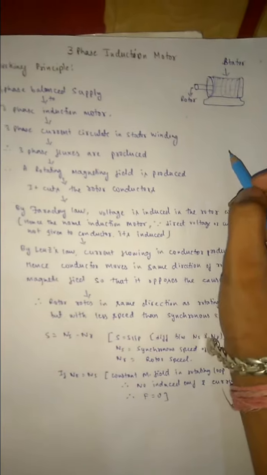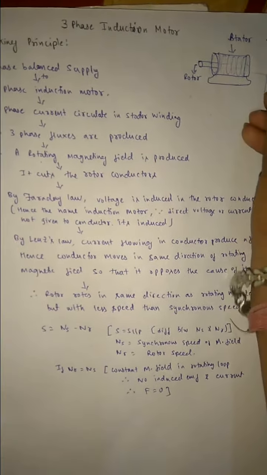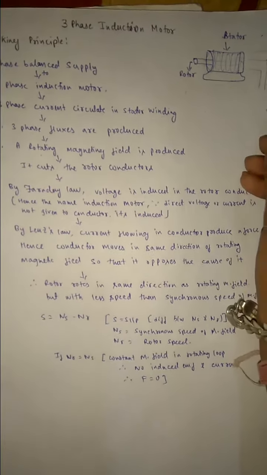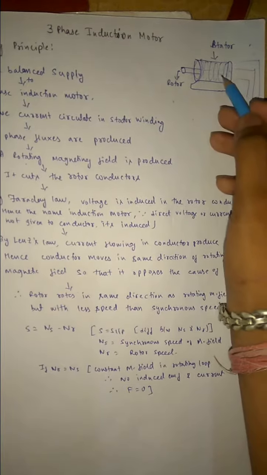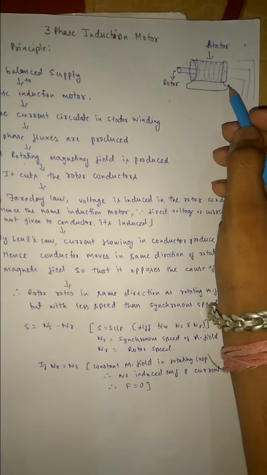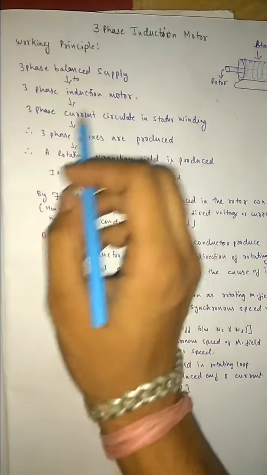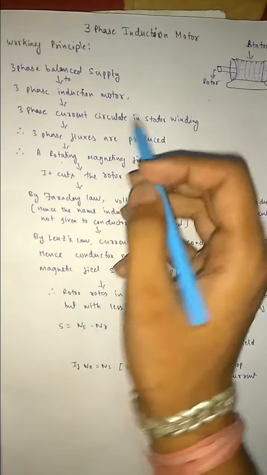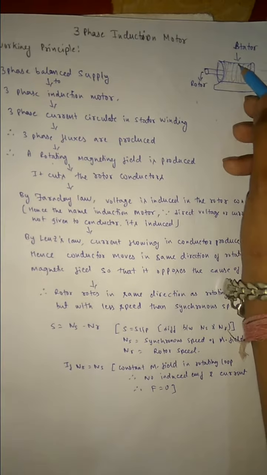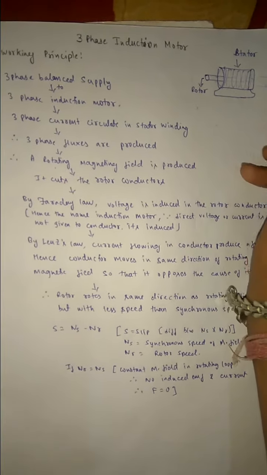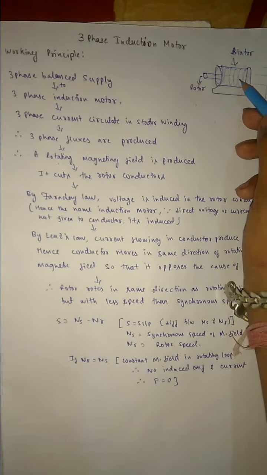So first what happens, we give three-phase balanced supply to the induction motor. Electric circuit switched on, three-phase balanced supply is going inside this induction motor. Now what happens then? Three-phase current circulates in the stator windings. This is the stator, there are different windings inside this. Now supply is given, current flows through these stator windings.